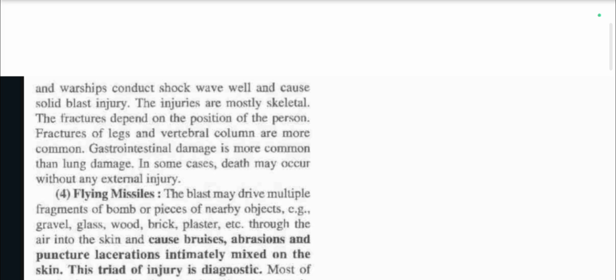Gastrointestinal damage is more common than the lung damage. See, so GI damage is more common than the lung damage. In some cases, death may occur without any external injury. So these are the points.